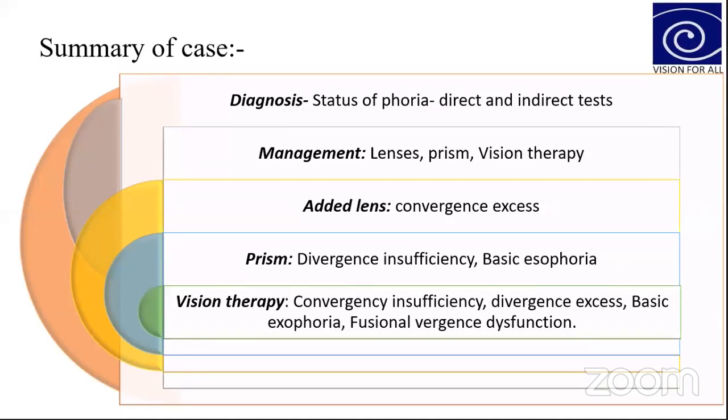We can do only vision therapy, and for only the vergence anomalies, added lenses is the primary option. For convergence and other vergence anomalies like convergence insufficiency, divergence excess, and basic exophoria, we can use vision therapy as the primary option. Okay, got it?